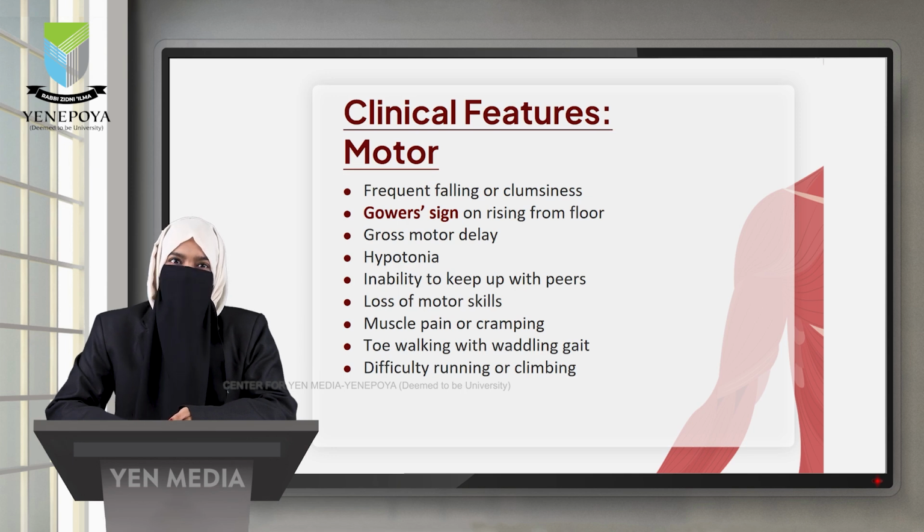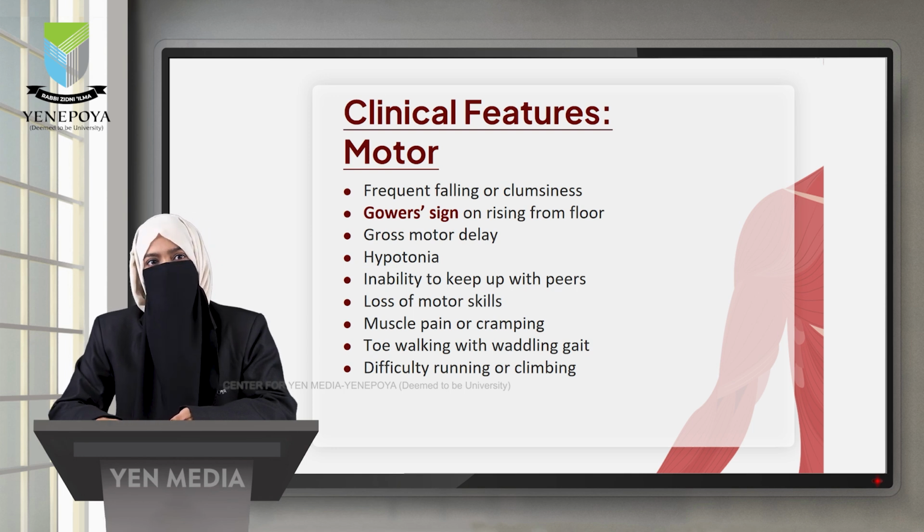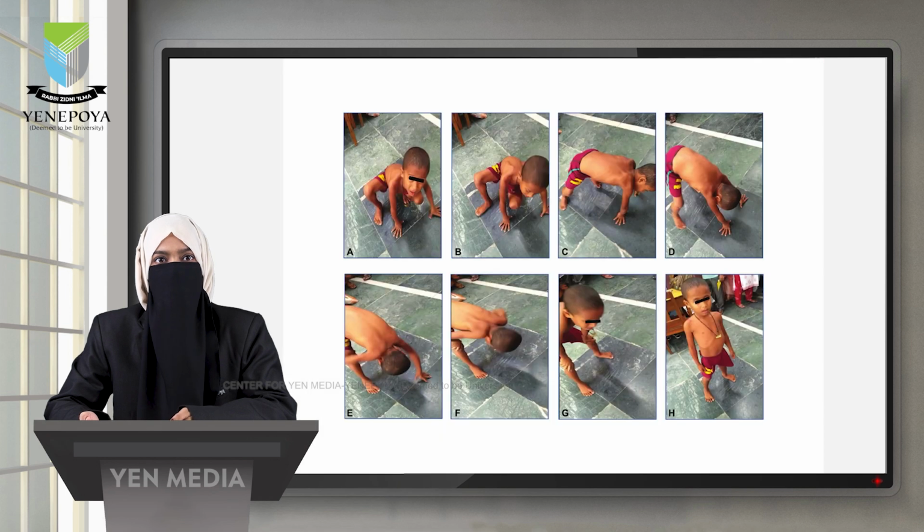There is gross motor delay in all the functions, that is walking, running, jumping. Hypotonia, reduced tone, inability to keep up with their peer groups. When all the other children walk, run, and climb stairs, these children tend to be slower in doing that. There is loss of motor skills, muscle pain or cramping, toe walking with a waddling kind of gait, and difficulty running or climbing.